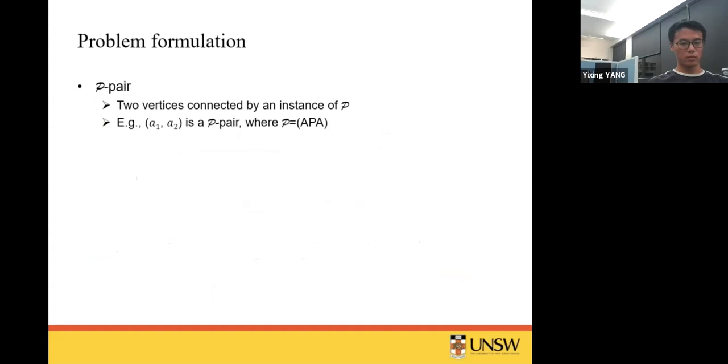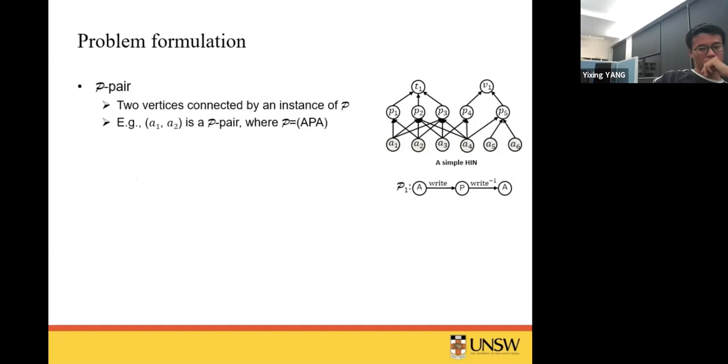Given a metapath P, a P-pair is a pair of two vertices connected by an instance of metapath P. For example, we have a simple HIN which contains six authors, five papers, one topic, and one venue. And we can see that in this example, A1 and A2 can form a P-pair when P is APA.